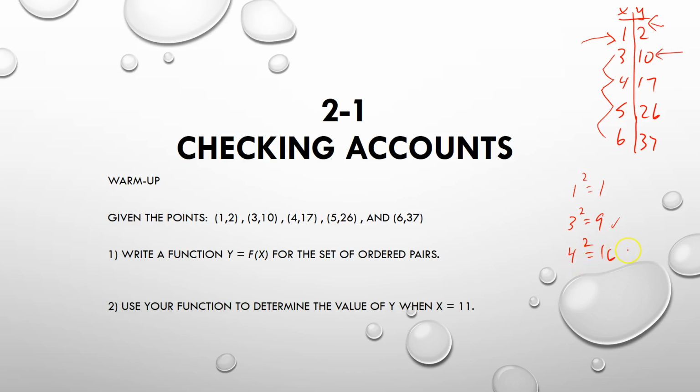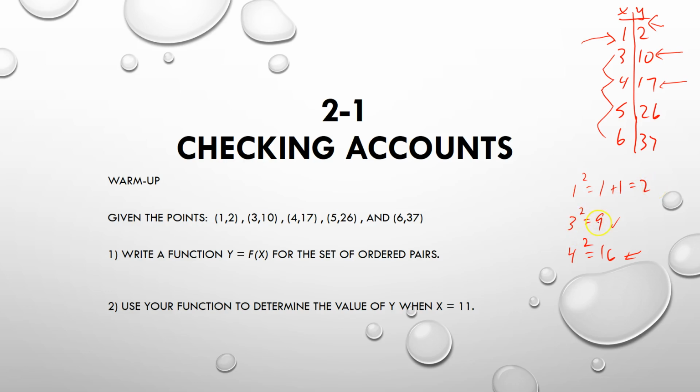When I took 4 and squared it, I wanted 16. I got 16, but I wanted 17. All right. So what looks like is going on here is I seem to be taking my x values, squaring them, and then adding 1. For instance, if I take 1 squared, I get 1. Now if I add 1, I get that 2 I was looking for.